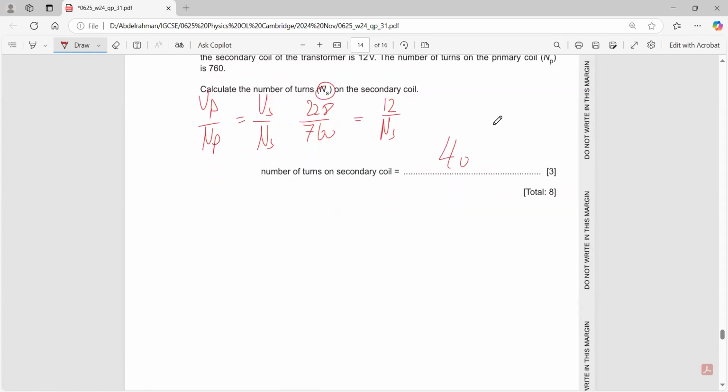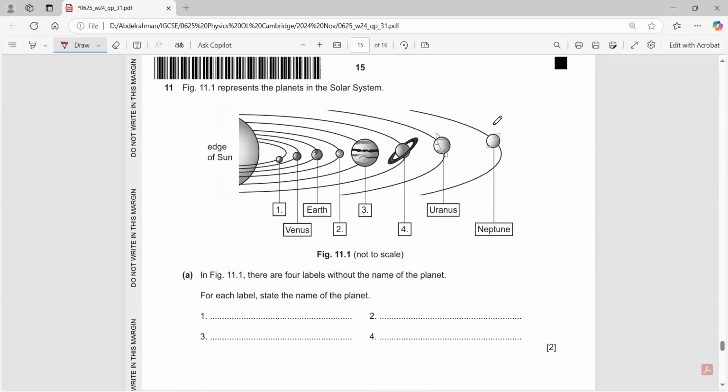Yeah, we're almost done. Question 11. For each label, state the name of the planet. What is one? It's Mercury. Yes, Mercury. Venus, Earth, then Mars. Jupiter. Yes. Saturn. Yes, thank you. Excellent. Good.